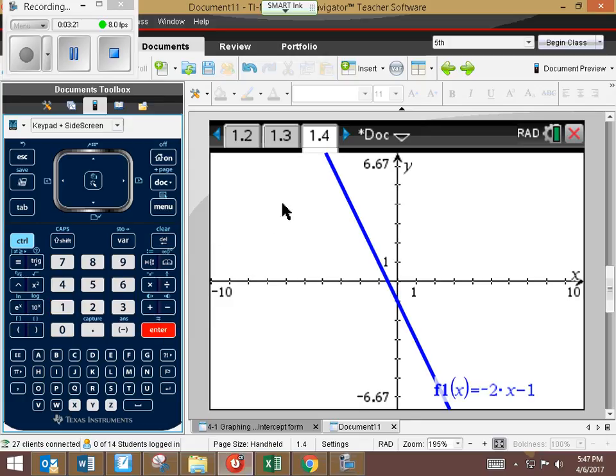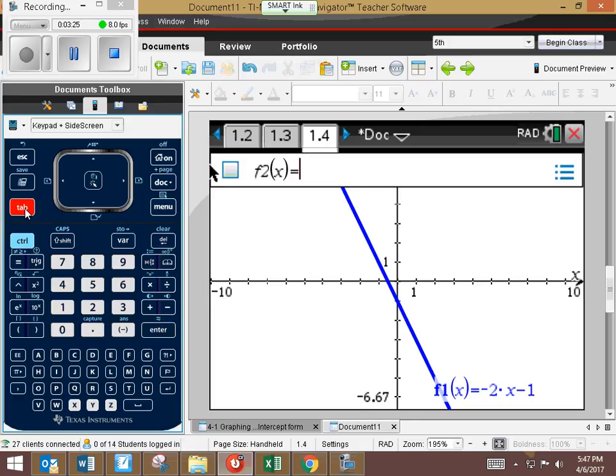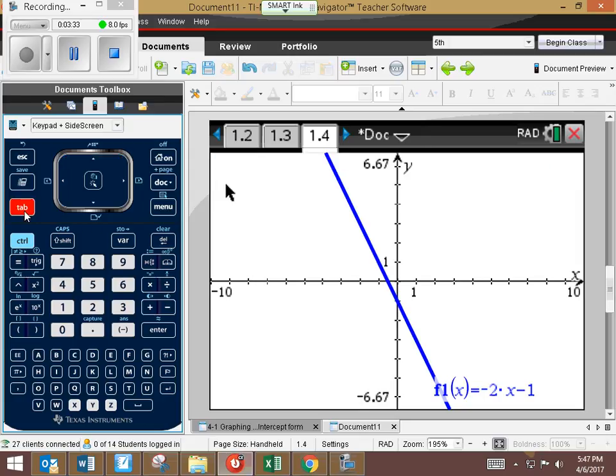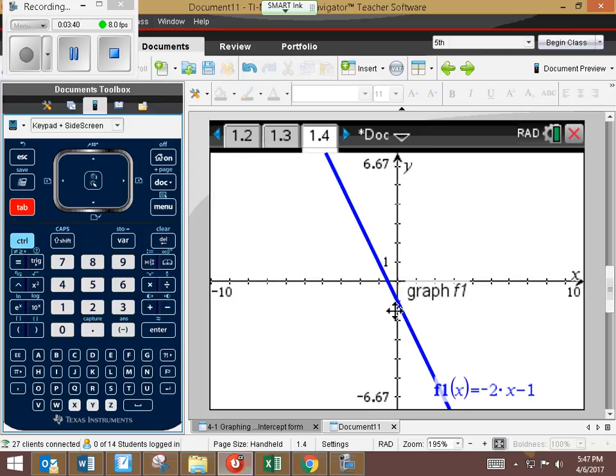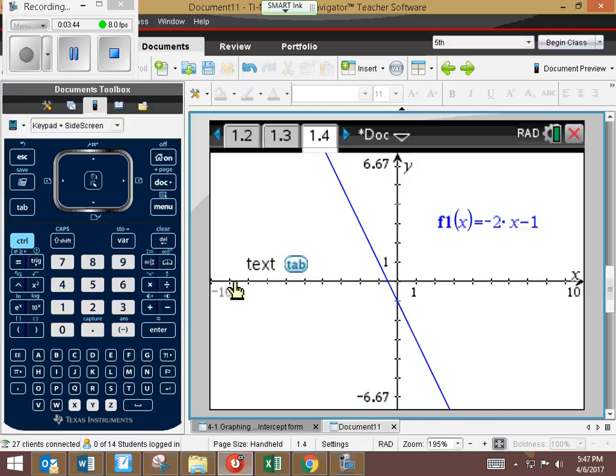If you want to graph something and you don't see this entry line, just press tab and it'll show back up again. And if I go up, I'll be right back where I was before. So tab hides it or shows it. You might have to scroll up. And then sometimes you'll need to move this around. Okay, so that's how you get the graph here.